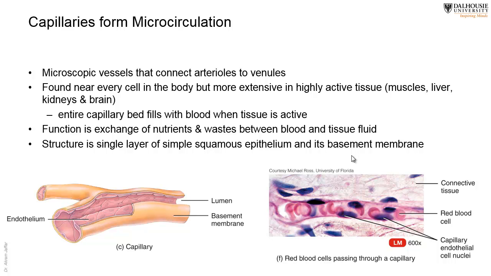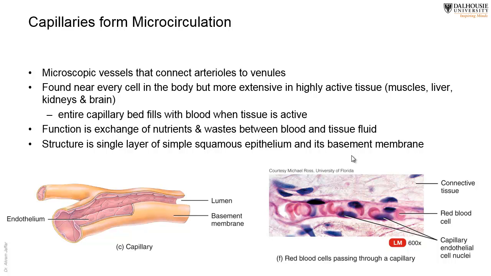So structurally there are no smooth muscle fibers here. There's no tunica media, no tunica externa. It's only tunica intima, which is simple squamous epithelium, endothelium, surrounded by a basement membrane. No elastic fibers, no collagen fibers, no smooth muscle fibers whatsoever.